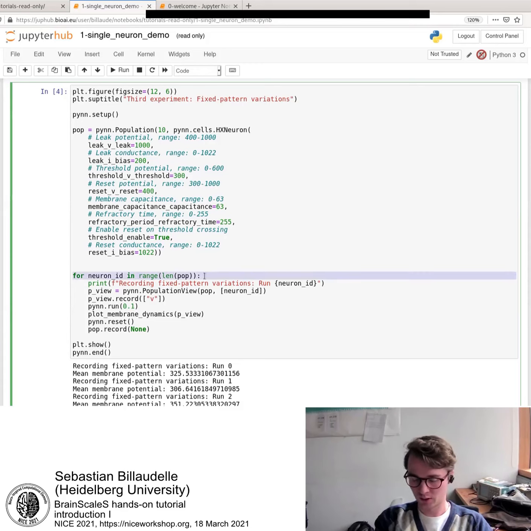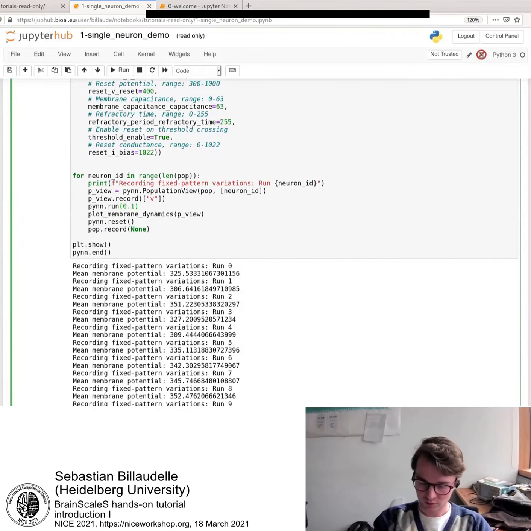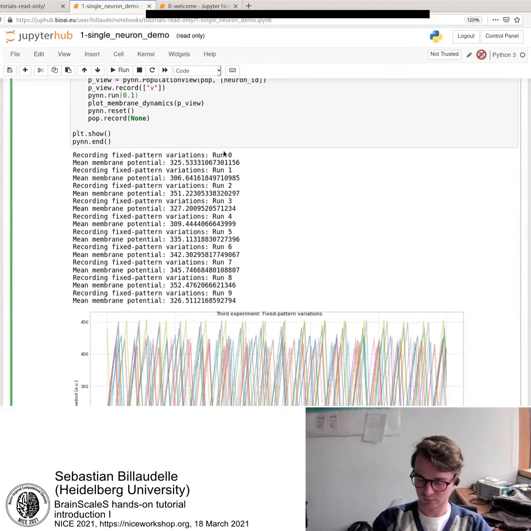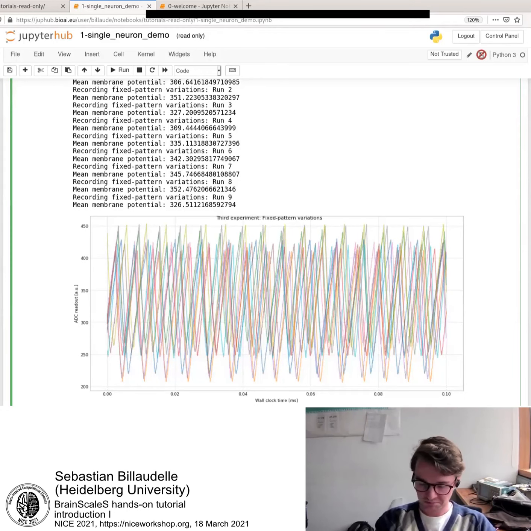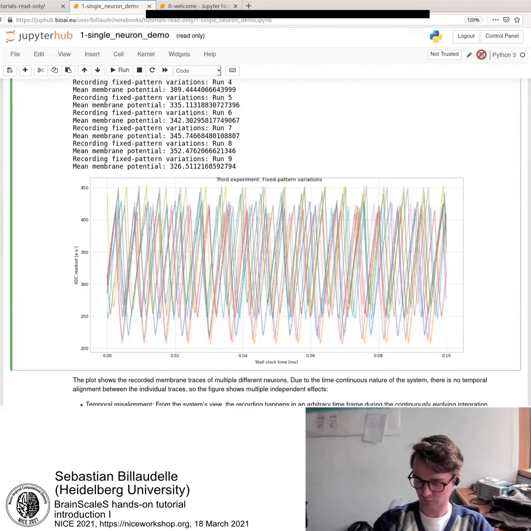We tell Pine, and with that BrainScaleS 2, to record the neuron with that neuron ID. For that purpose, we use a population view, which is kind of a subset of a population, and tell it to record the membrane trace, execute the experiment, and plot it. And you see in your output that you actually have now 10 recordings, and this is what you get. Okay, and here you kind of see how these neurons all behave slightly differently. You see that in the reset potential, that is kind of shifted for all the neurons. The same for the leak potential, and also the time constant is slightly off between the neurons.